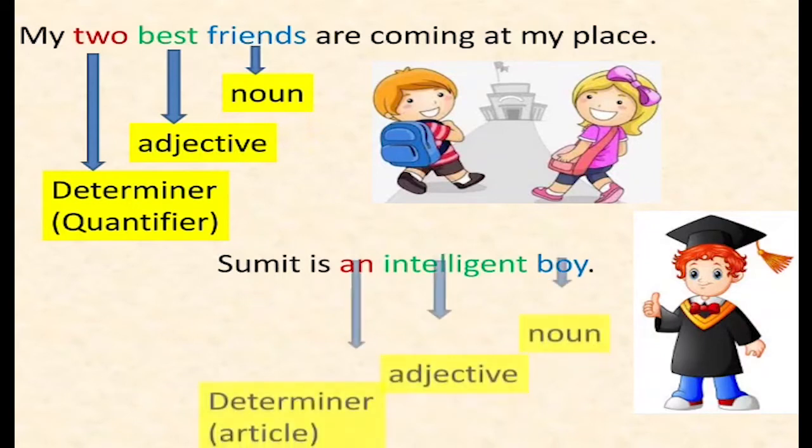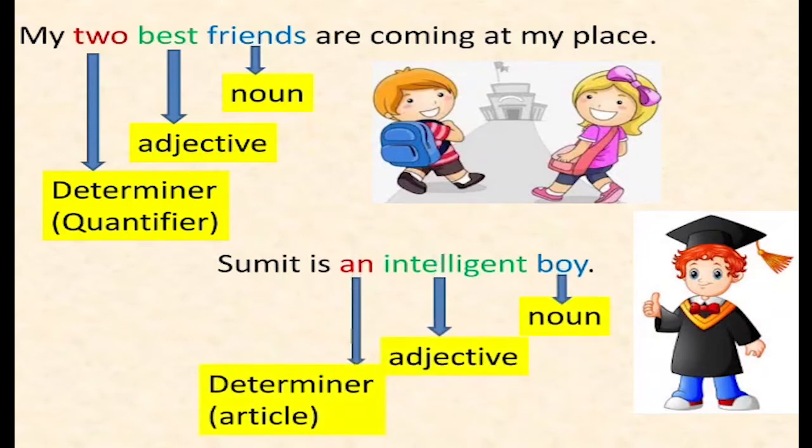Similarly, in the next sentence, Sumit is an intelligent boy. An is the determiner which is an article, boy is a noun, and the adjective intelligent describes the boy. As I told you, though boy begins with a consonant sound, we don't use a intelligent boy but we use the article an, as the adjective intelligent begins with a vowel sound I. So here an is used before the adjective intelligent. This we need to be very careful about.